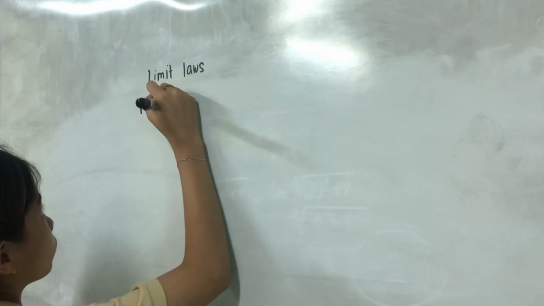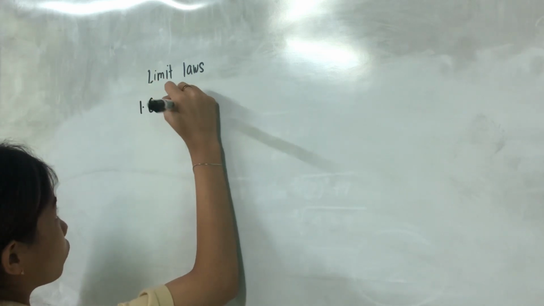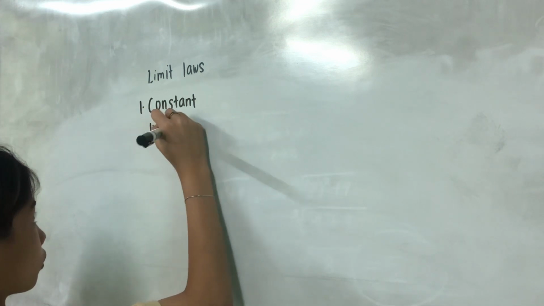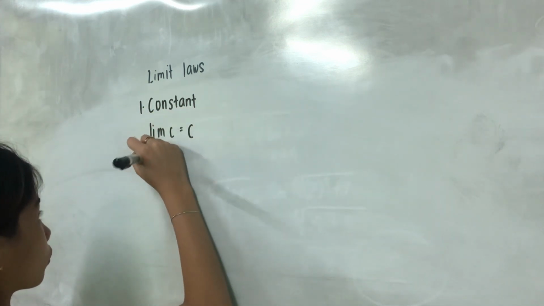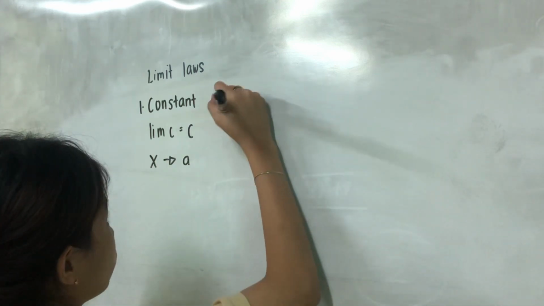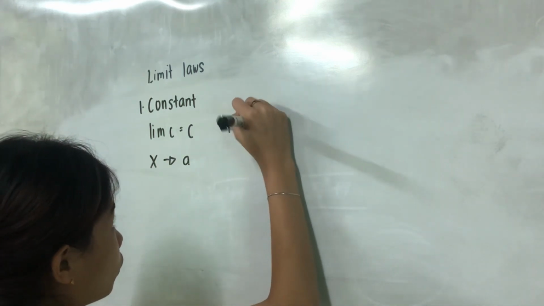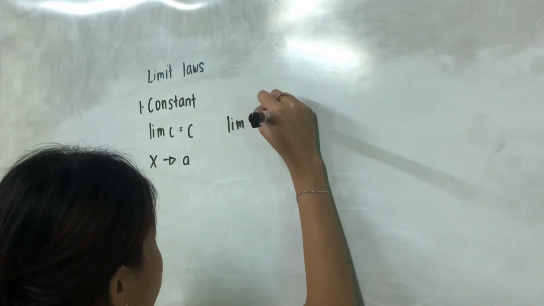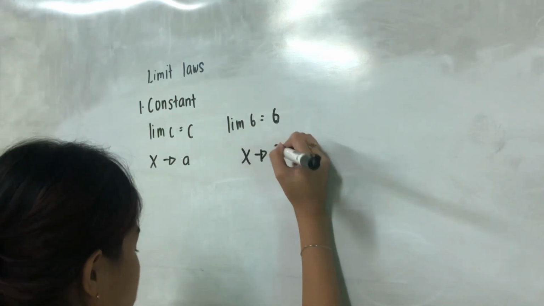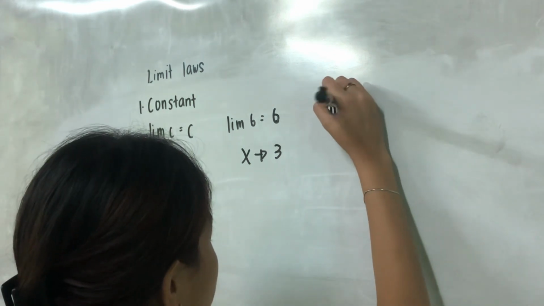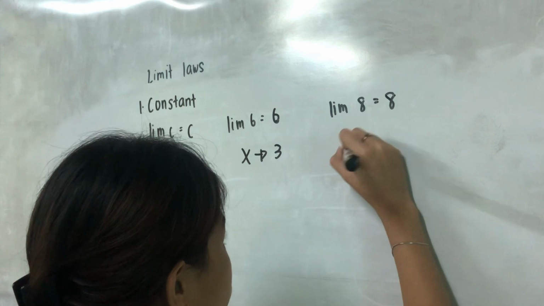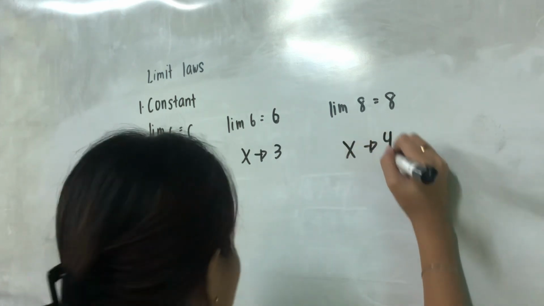The number one of limit laws is constant. The formula of this is the limit of C approaching A is equal to C. The limit of 6 approaching A is equal to 6. The limit of 8 approaching 4 is equal to 8.